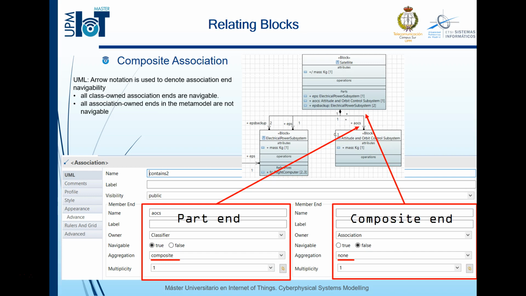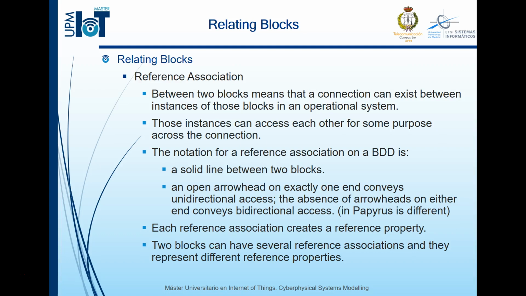So once we have done that, in the part section, in the part compartment, we can see here the name of the end and the type. So let me do it in Papyrus.